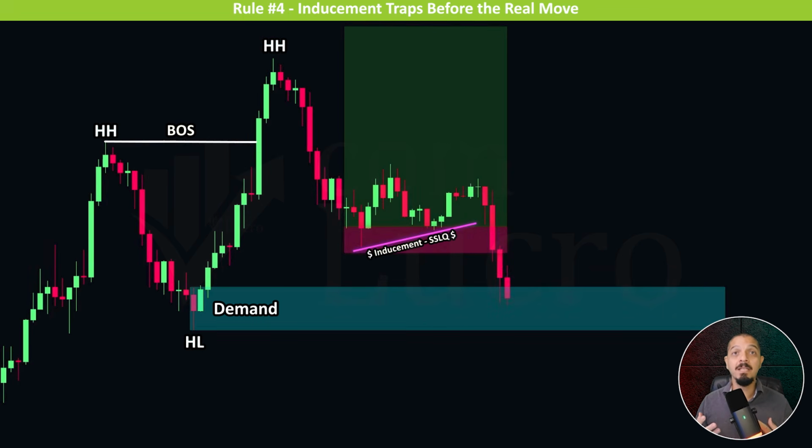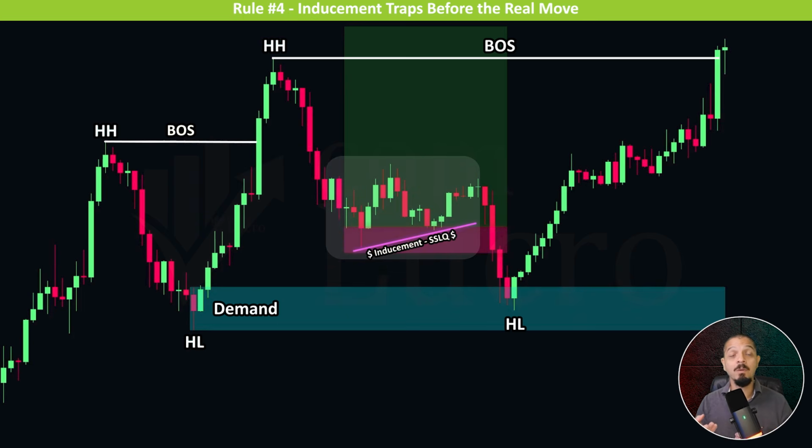Price then dips slightly below the low, sweeps those stops, and immediately reverses with strong momentum. This is the inducement move. Why does this occur? Institutions need liquidity to fill large orders without causing excessive slippage. That is why price often reacts so aggressively after inducement.